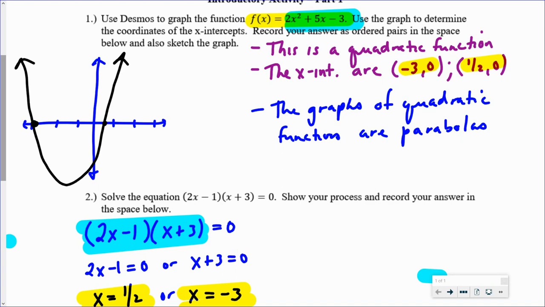And what we're going to do here is figure out a way to take a quadratic trinomial that's in standard form, so 2x squared plus 5x minus 3, and write that equation in factored form. That's going to allow us to solve equations that are in a form that looks like this, which in turn is also going to let us find the x-intercepts of the graphs of quadratic functions. So we're going to start to develop that idea as we go into video number 2 of this introductory activity.